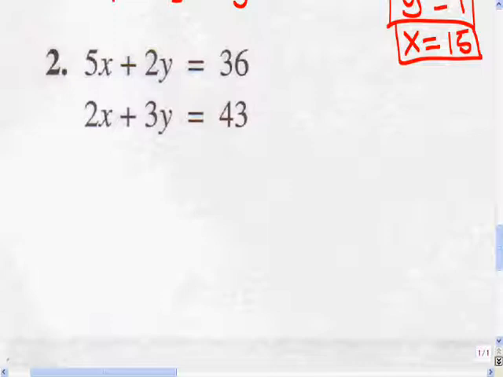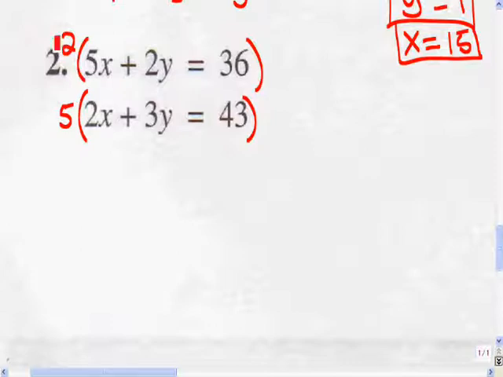I don't know what we did in class, but what I'm going to do here is turn the 5 and the 2 into the same number. Well, what's the lowest number that 2 and 5 are factors of? The lowest number is 10. So I'm going to turn the 5 and the 2 into 10. I'm going to turn the 5 into 10 by multiplying it by 2, and I'm going to turn the 2 into 10 by multiplying it by 5.